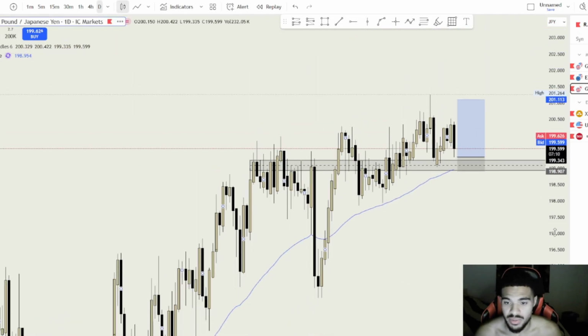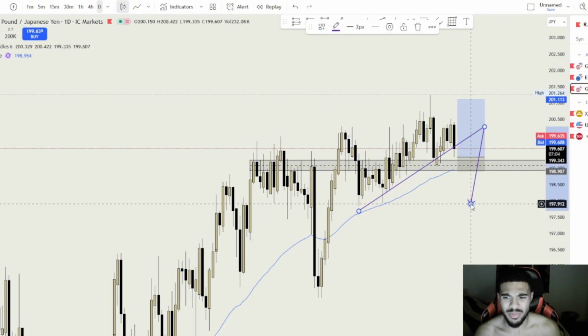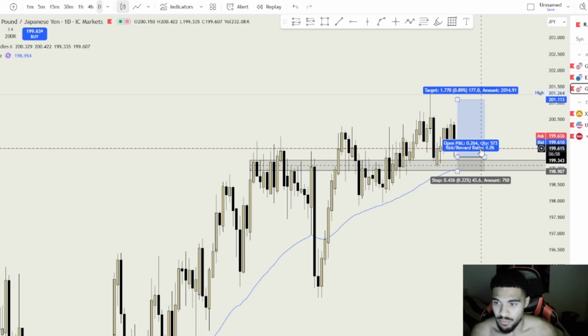As you can see, we're making a nice little trend line here as well. Not that I'm a trend line trader. I don't really trade trend lines, but sometimes you can chuck them in for extra confluence, but yeah, bullish on GJ.